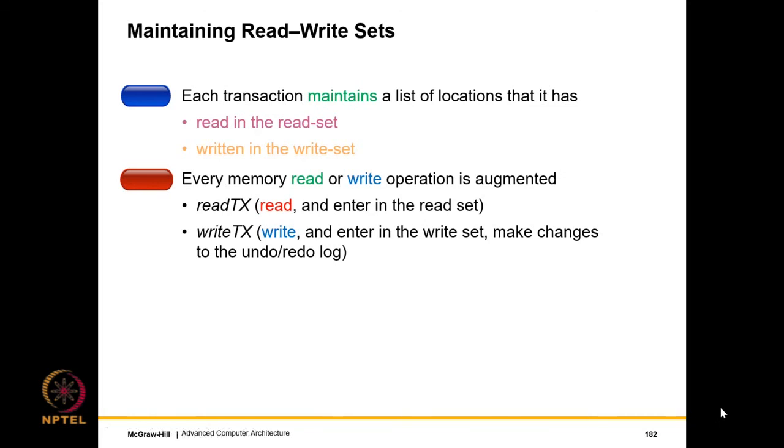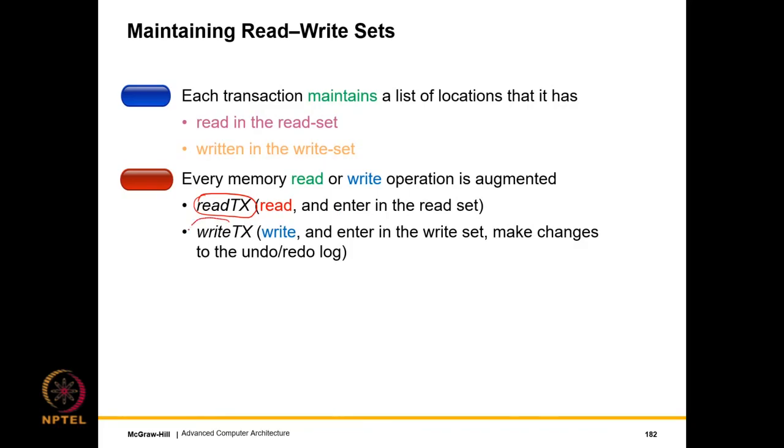So let us now see how we maintain read-write sets. Each transaction maintains a list of locations that it has read in the read set and written in the write set. Furthermore, since we are talking about software transactional memory, every memory read or write operation is augmented. So a read is replaced by a function. The function in this case can be something of the form read_tx, where you send the read operation to the memory and you enter the address of the variable in the read set.